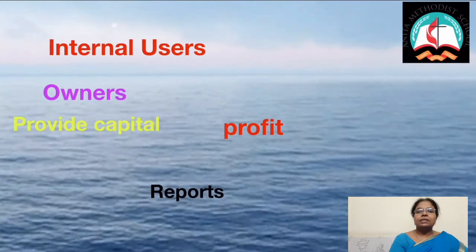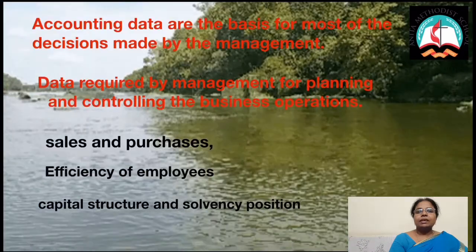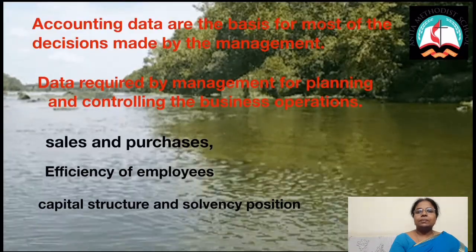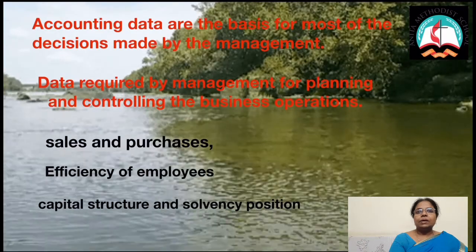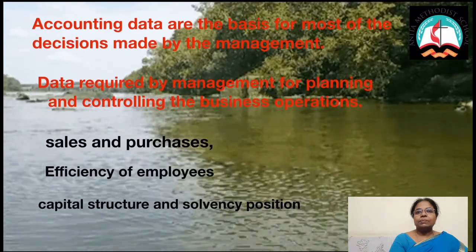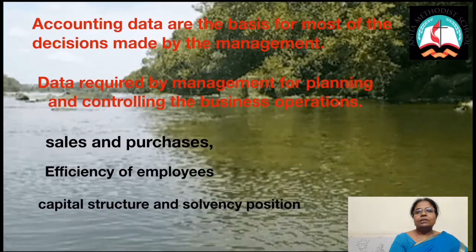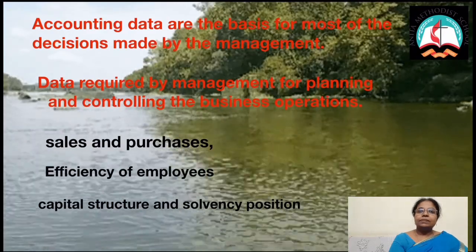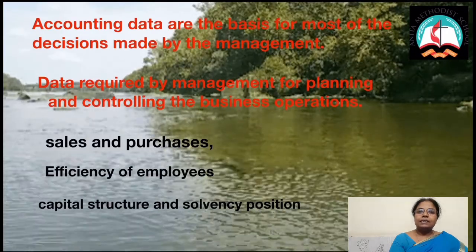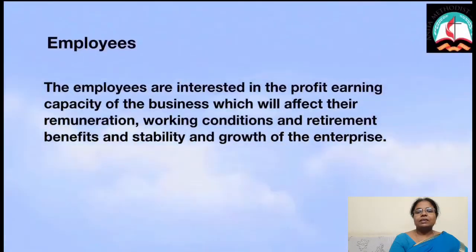Next, the management. Accounting information is the basis for most of the decisions made by the management. Data is required by management for planning and controlling the business operations. So they should know about the sales and purchases, efficiency of employees, capital structure and solvency position. The employees are mostly interested in the profit earning of the business because that will affect their remuneration, working conditions and retirement benefits and stability and growth of the enterprise.